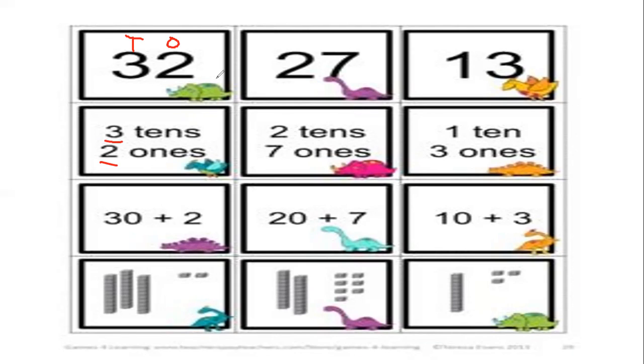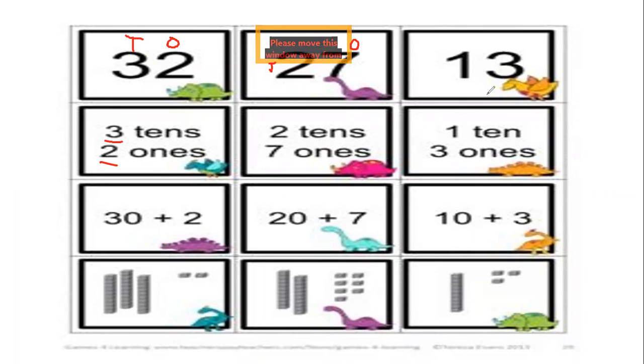Then I have 27. In the number 27, I have 7 as ones and 2 as tens. So that becomes 2 tens and 7 ones. That is 20 plus 7. How do you do the models? You draw two groups of 10 and 7 ones. So that will become 27.